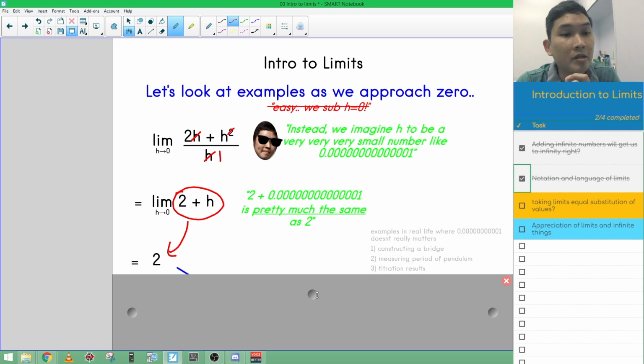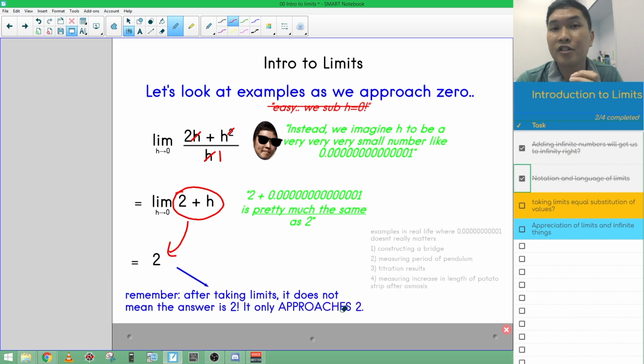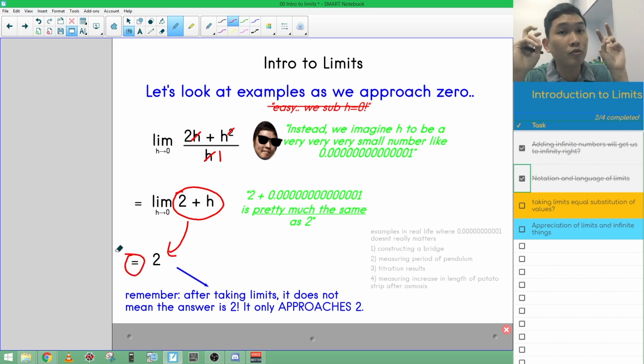Okay, but do remember that, hey, the answer actually is not 2, it just approaches 2. Okay, it is equal to 2, the equal sign over here, only after we have taken limits. Okay, after we have taken limits. After we have used Google Street View to take a look at the answer and then we come back, oh, yeah, it's roughly around 2. That's what we're saying.